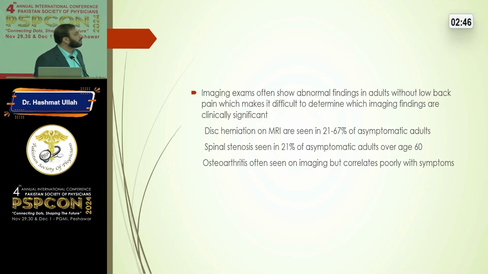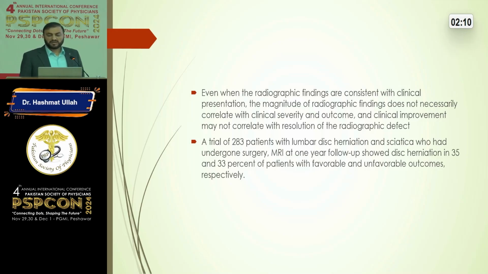Imaging often shows abnormalities in adults with or without low back pain, which makes it difficult to determine which imaging findings are clinically important. Very important data has been collected here. Disc herniation is found in 21 to 67% of asymptomatic adults, and spinal stenosis in 21% of asymptomatic adults over the age of 60 years. So unnecessarily, the patients undergo surgery. In these patients, imaging is absolutely not indicated. Even when the radiographic findings are consistent with the clinical presentation, the magnitude of the radiographic finding doesn't necessarily correlate.